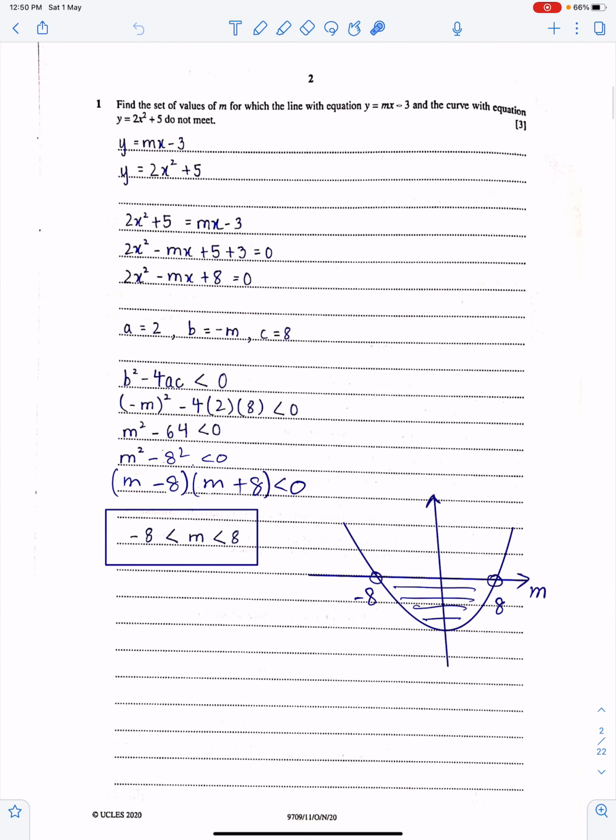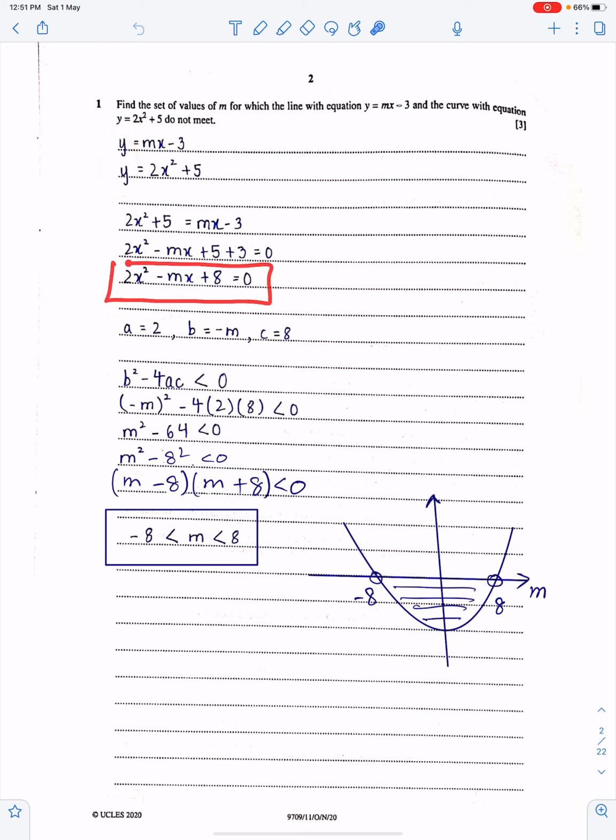Question number one: find the set of values of m for which this line and this curve do not meet. Do not meet means no real roots, and for that we use the discriminant, b square minus 4ac less than 0. Number one, we need to equate these two y's to get the quadratic equation.